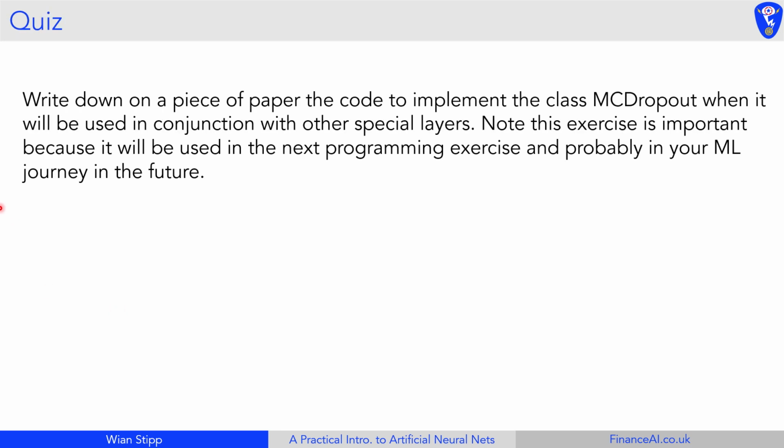So this is an important quiz because you'll be using this directly right now in the programming assignment. But write down on a piece of paper the code to implement the class MC dropout, just as on the previous slide. See if you can cover it with your hand or something, and then remember it and also understand it at the same time. I'll give you a second to pause now so you can complete that.